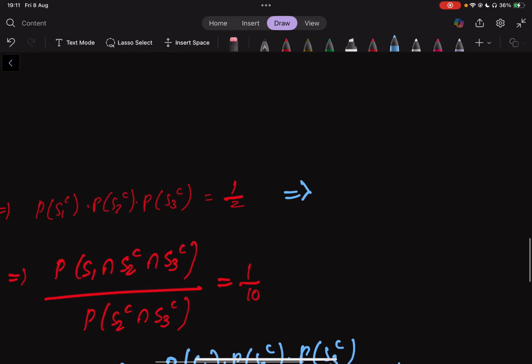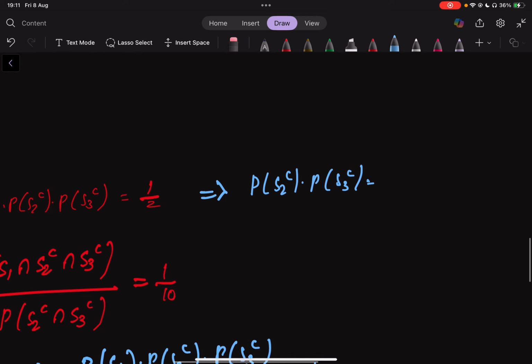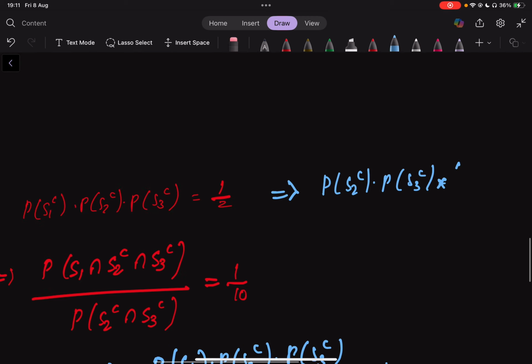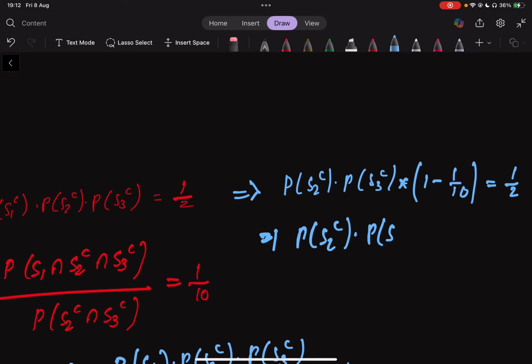Now if we substitute that in the first equation, the probability of S2 complement into the probability of S3 complement, into the probability of S1 complement, which will be 1 minus 1 by 10, that is 9 by 10, equals 1 by 2. So the probability of S2 complement into the probability of S3 complement will be 1 by 2 into 10 by 9, which is 5 by 9.